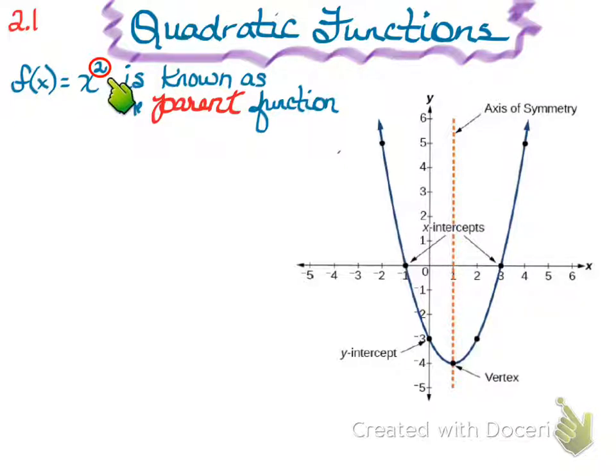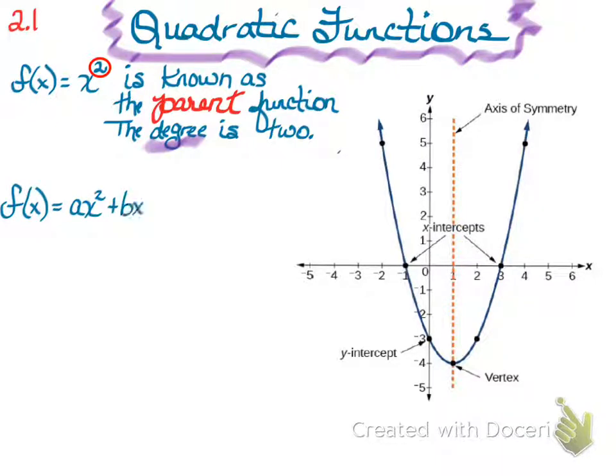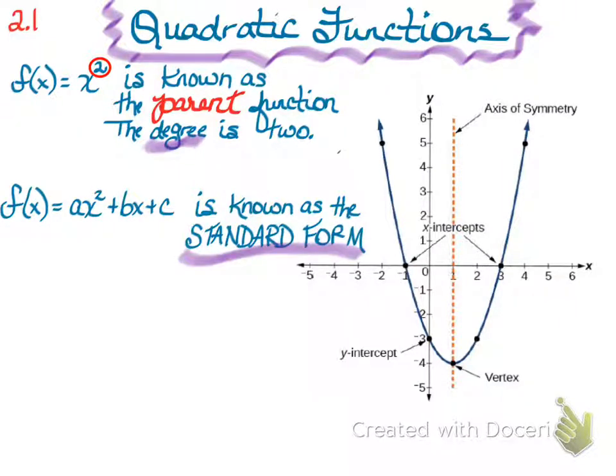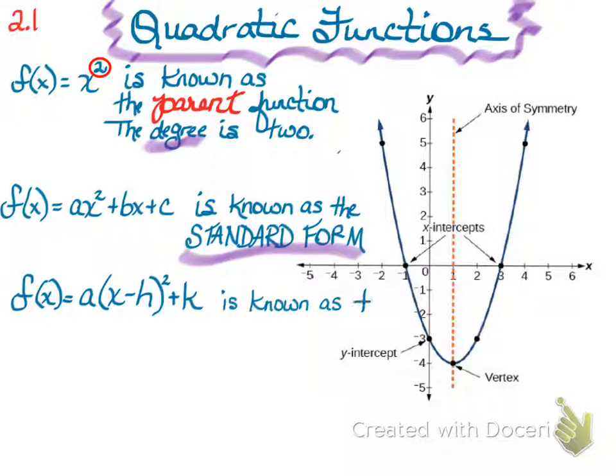One of the things about the DNA of a quadratic function is that its highest power is going to be 2. This is known as the degree, and so the degree of a quadratic function is 2. A more sophisticated template is ax squared plus bx plus c. This is known as the standard form. We'll talk about that in the days to come. But today we're going to talk about the vertex form.